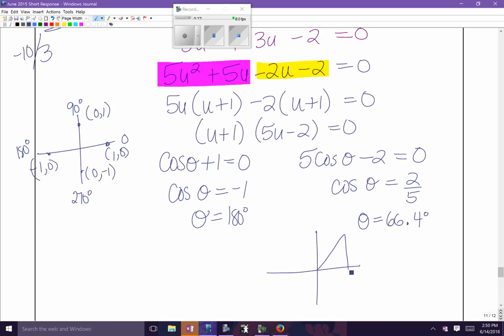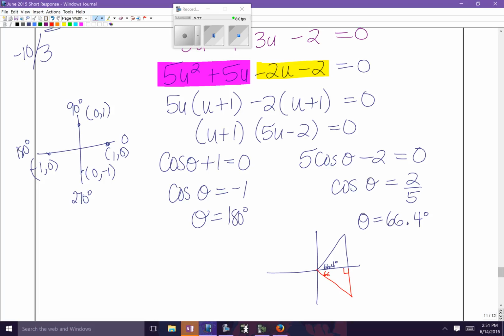Okay, so cosine is positive. So that's this angle right here. This is the 66.4 degree angle. So now I got to do some thinking. Where else is cosine positive? Well, in the second quadrant, cosine is negative, right? Because that's a negative x distance. In the third quadrant, that's also a negative x distance. So that means that I have another cosine that's positive in this quadrant.